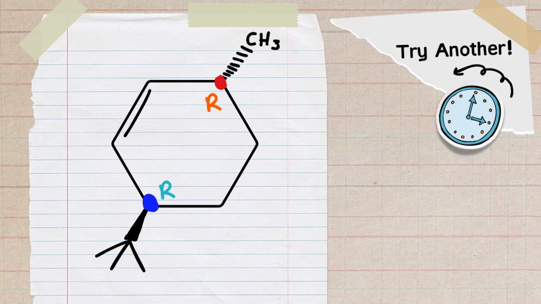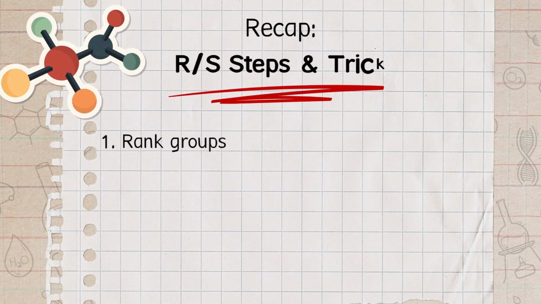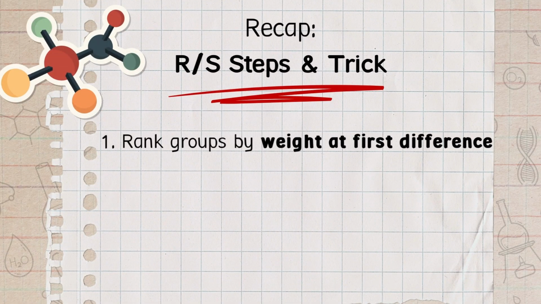Alright, so it really just takes a lot of practice, but you might be getting the idea. Let's recap. Remember these 4 key steps and the trick. 1. Rank groups by weight at first point of difference. Remember, check just 1 bond length away at a time and treat it like a winning hand of cards like in poker or something, rather than trying to add up any weights. It's never about the sum of masses, it's solely who got to something heavier first.